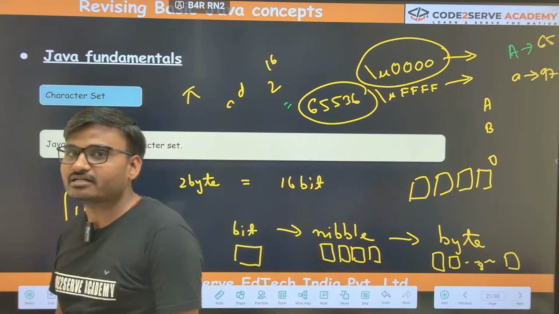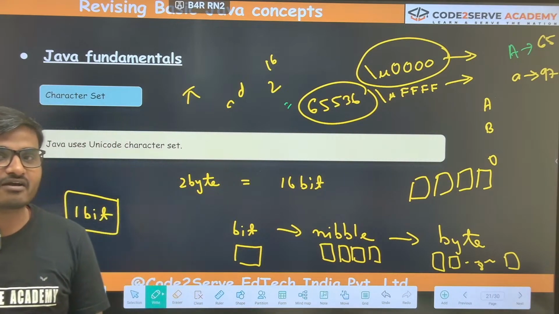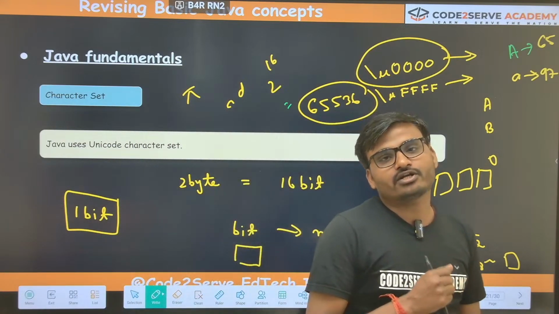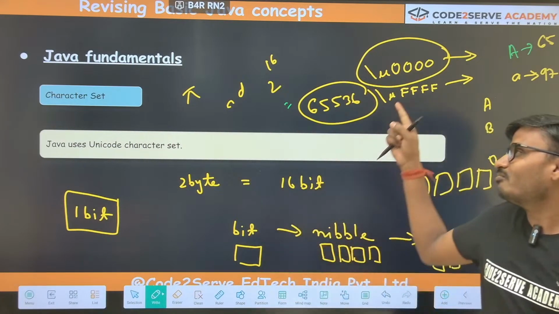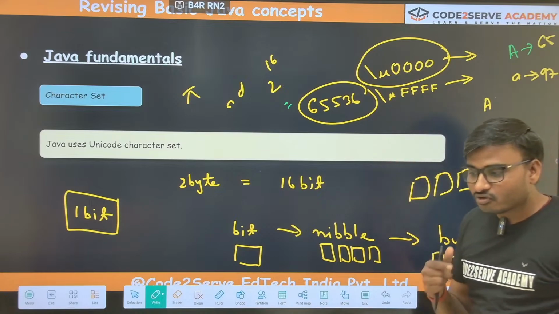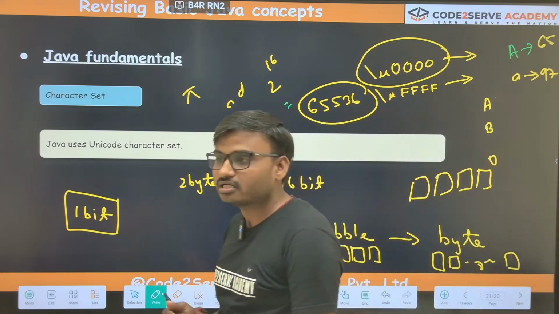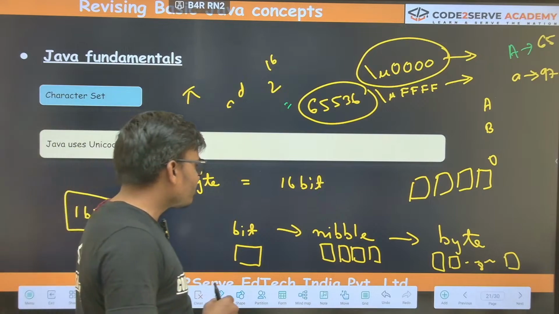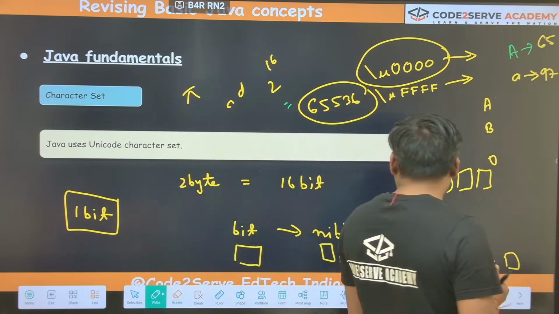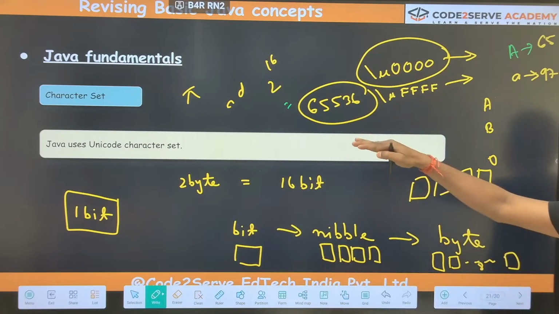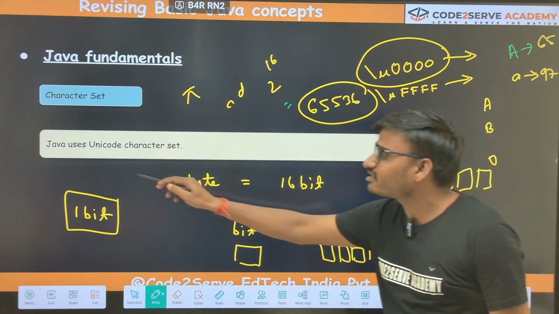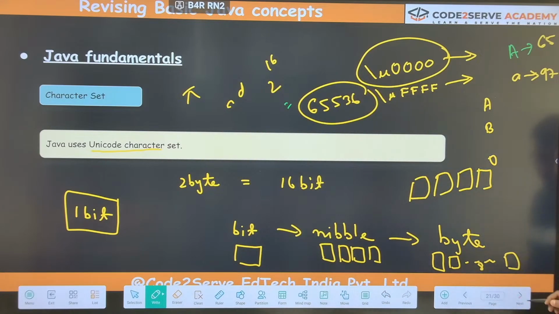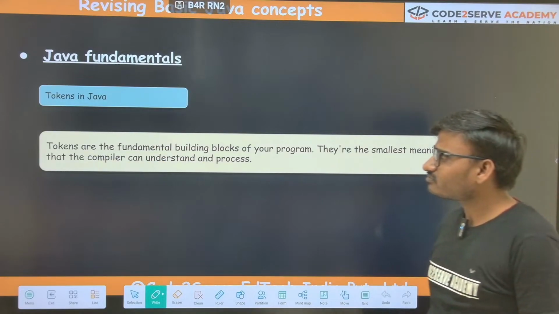So that depends on what type of programming language you are using and what type of encoding pattern we are using. Based on that, the number of characters that is supported will vary based on the number of bytes it supports. Got it? So let's move forward, and you should remember what Java uses. Java uses the Unicode character set. Got it? Let's move forward.